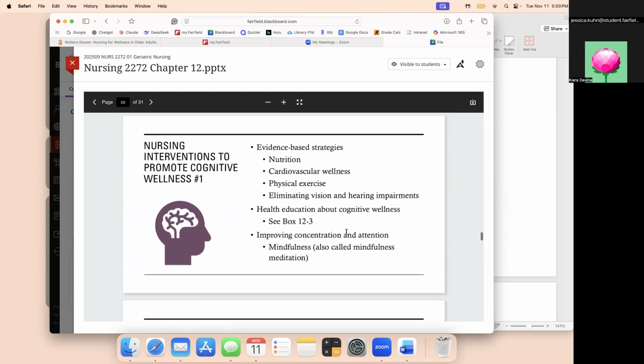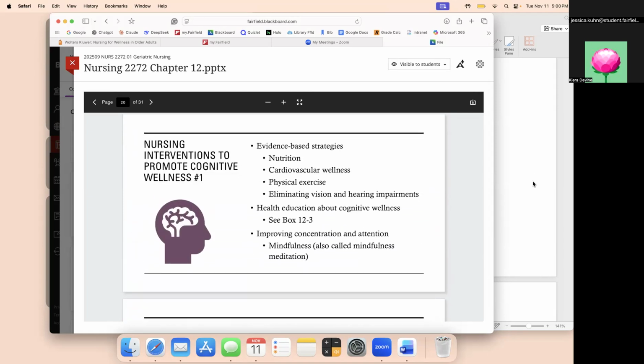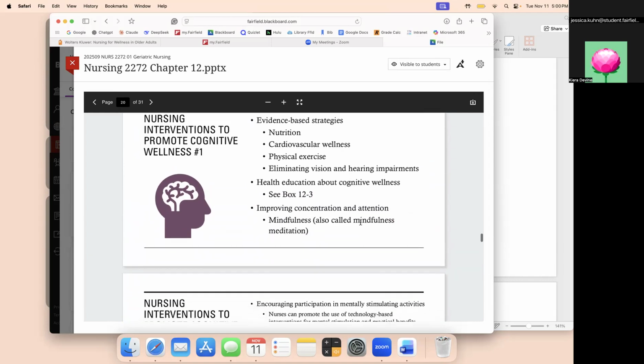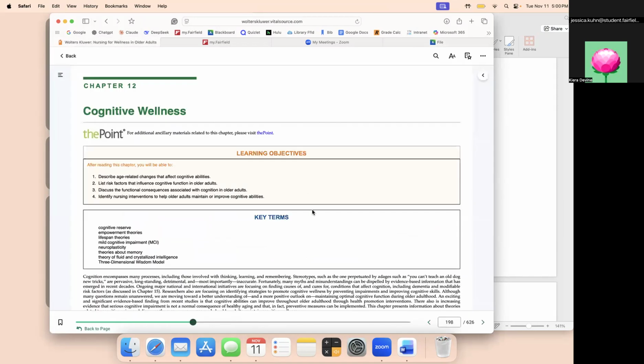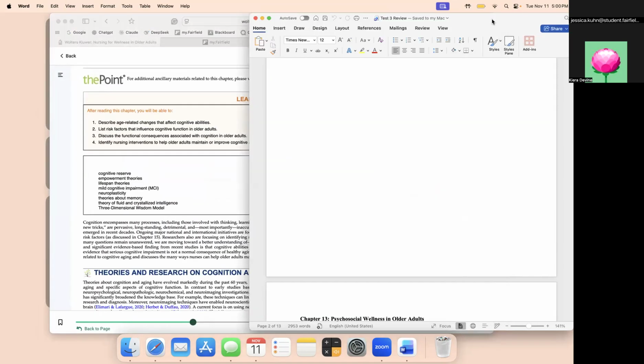These nursing interventions, I did mention here, if there's a box to refer to, I would refer to that. I would go in and find that box. I might have it up here. Let's see. What did she say it was?